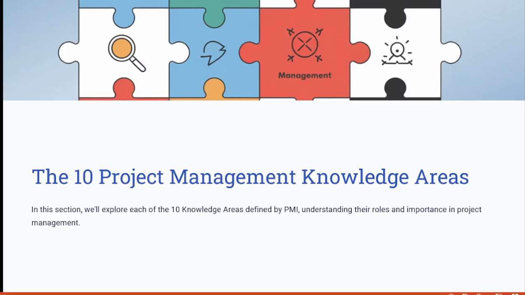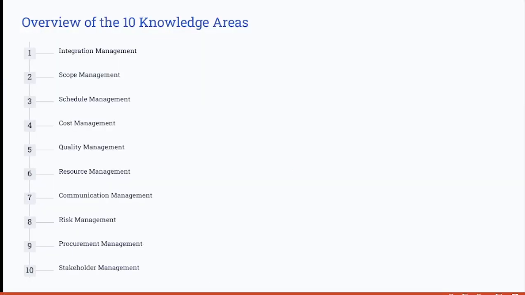But what are the 10 project management knowledge areas? Each knowledge area includes specific processes that help plan, execute, and monitor project work. The key knowledge areas that we are going to cover are integration management, scope management, schedule management, cost management, quality management, resource management, communication management, risk management, procurement management, and stakeholder management. Don't worry, because we are going to explore them in detail in later sessions of this course.